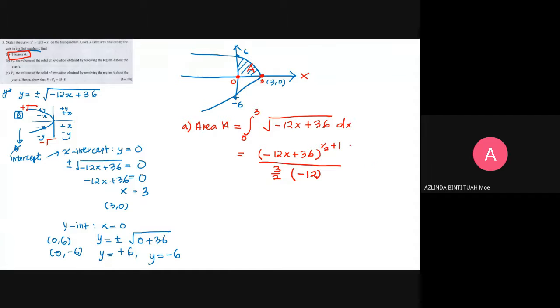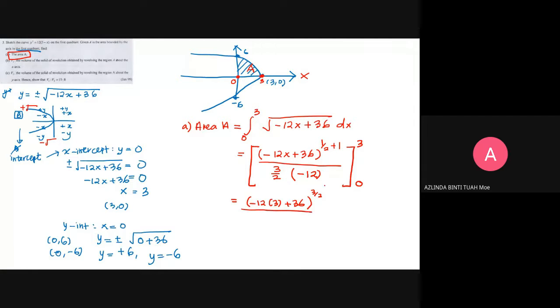Okay, we're done with the integration. Next part is just substituting the upper boundary and lower boundary, and you will get the answer. You have to show clearly how you substitute these two limits. So negative 12 times 3 plus 36, all of them to the power of 3 over 2.